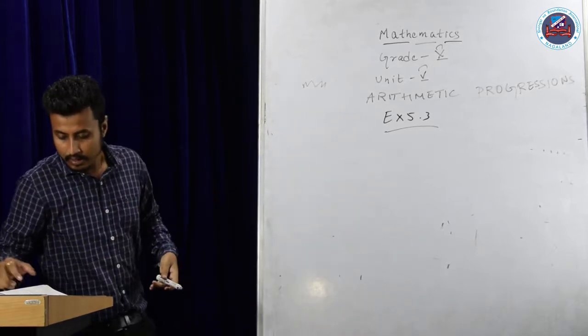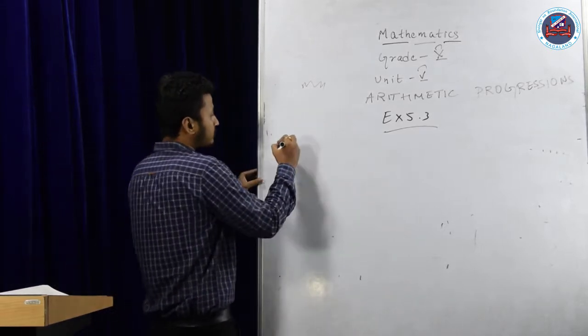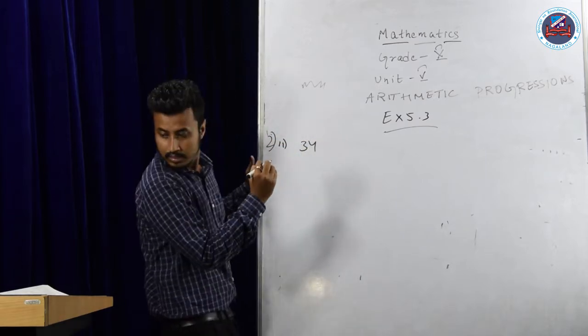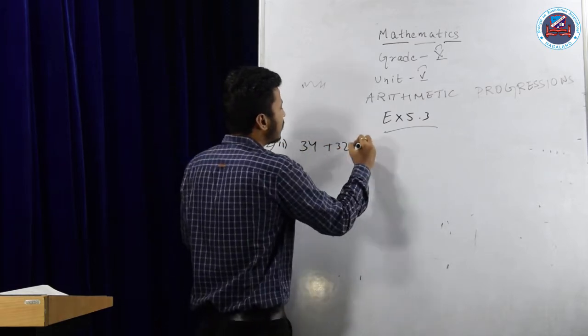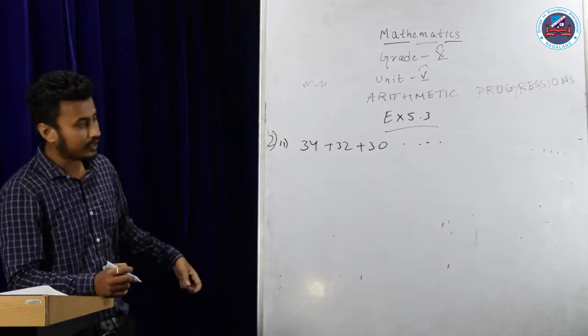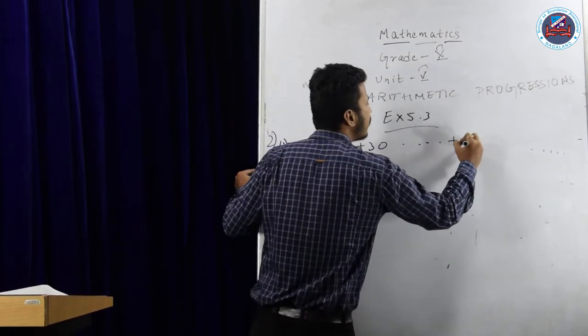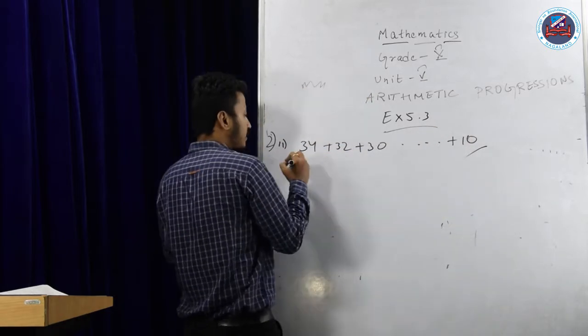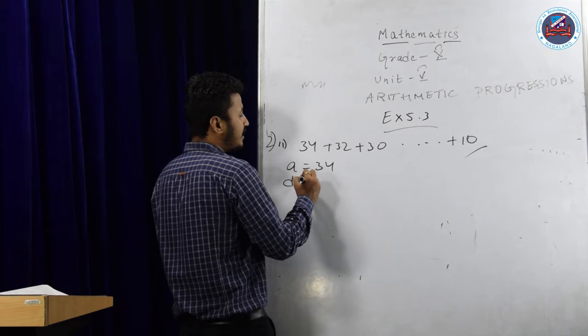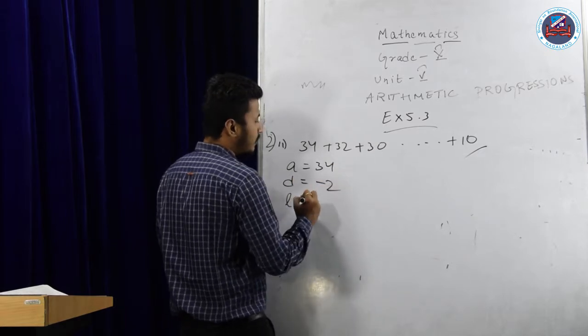The AP goes like this: 34 plus 32 plus 30 and so on. Instead of giving the number of terms, they have given you a number. What is the last term here? 10. So first write down all the values. a equals 34, d equals minus 2, l equals 10.